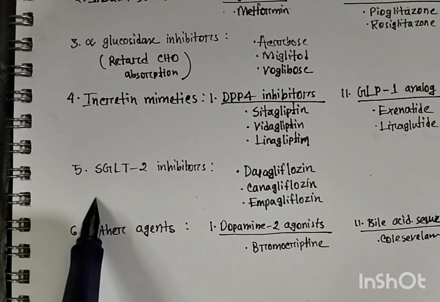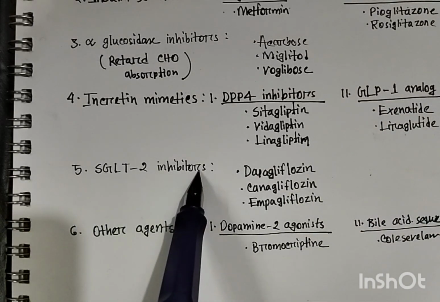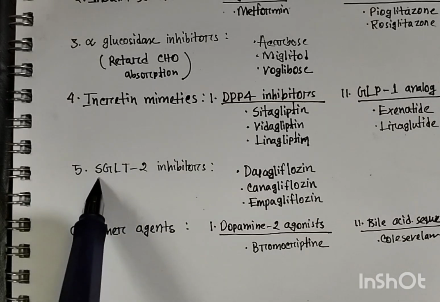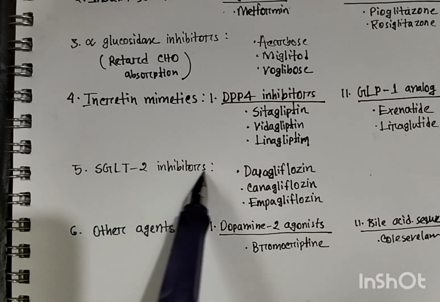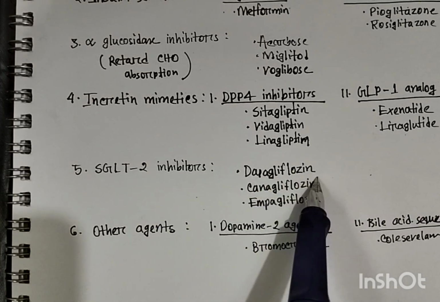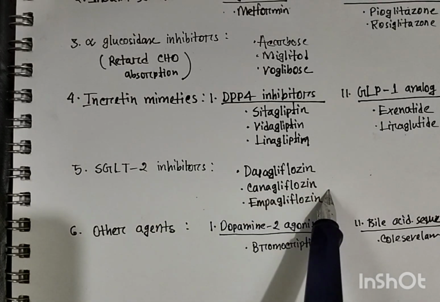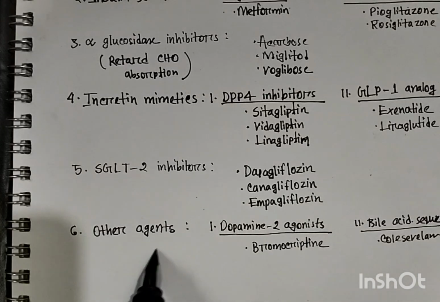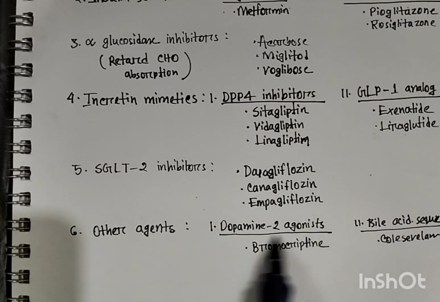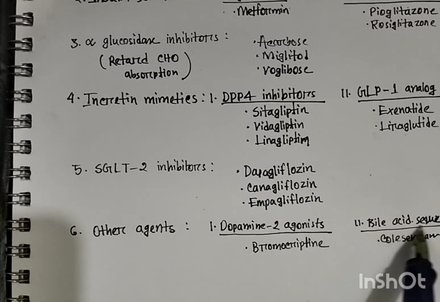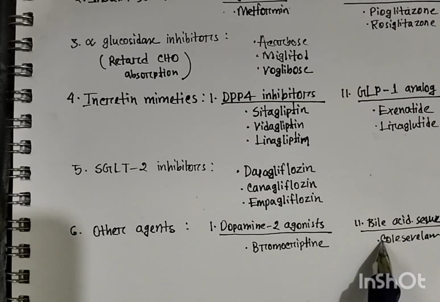Number 5 is SGLT2 inhibitors. SGLT2 stands for sodium glucose cotransporter 2 inhibitors. Examples are dapagliflozin, canagliflozin, and empagliflozin. And there are some other agents that are nice to know. One is a dopamine 2 agonist, an example being bromocriptine, and the other is bile acid sequestrants, an example being colesevelam.